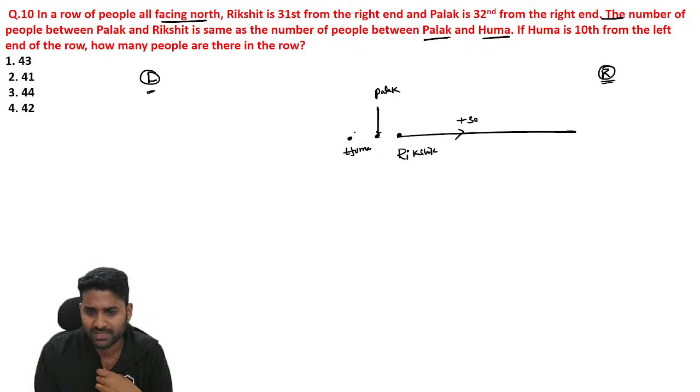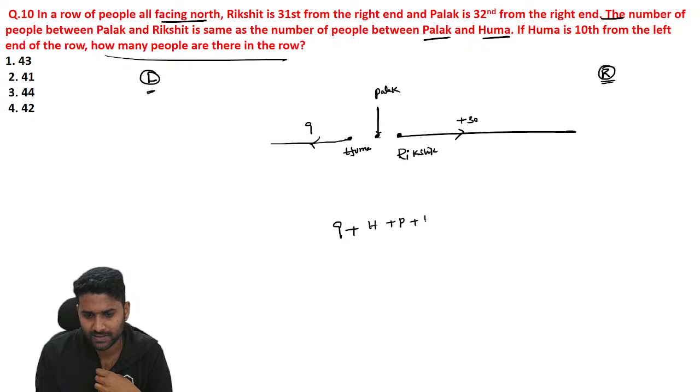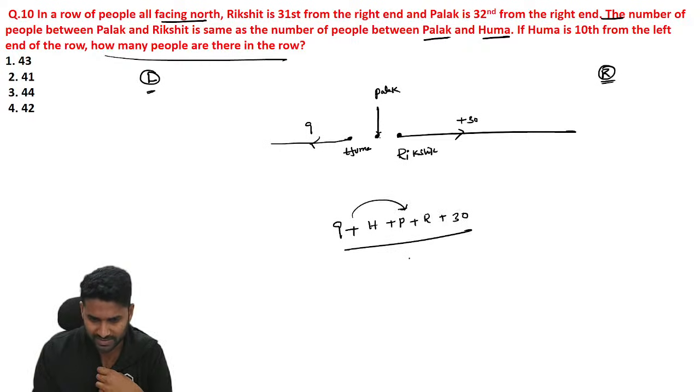Now Huma is 10th from the left end. So exactly here 9 people. Now the question: how many people are there? So 9 plus Huma, Palak and plus 30. Total count here is 9 plus 3, 12, and the total number of persons in a row is 42.